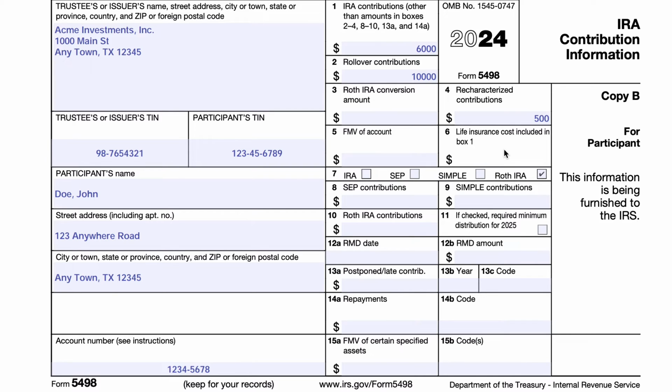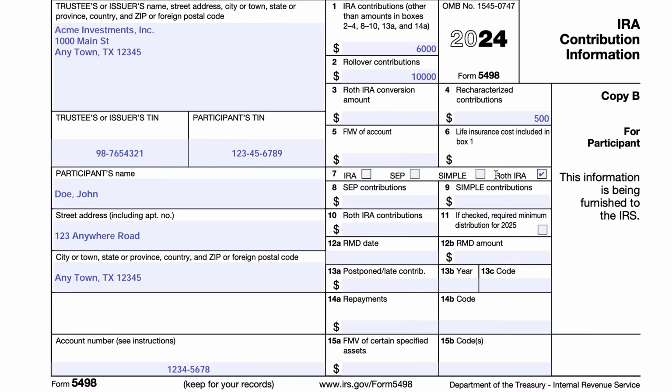In box 6, this is for endowment contracts. If you're participating in an endowment contract, then only the amount that would be allocated to the cost of life insurance would go here. So that is a subset of box 1. Most people probably, if you don't know what this is, it should be blank. And if it's not blank, then you could probably ask your financial advisor or whoever sold you that life insurance policy.